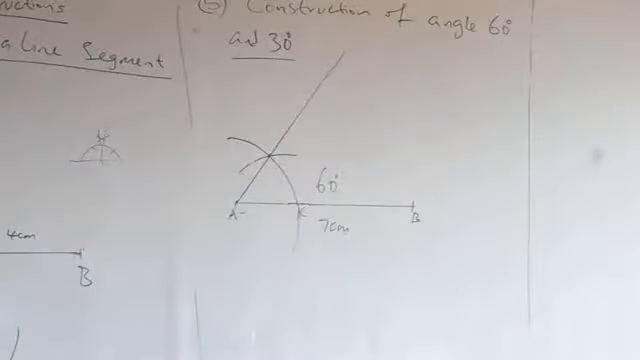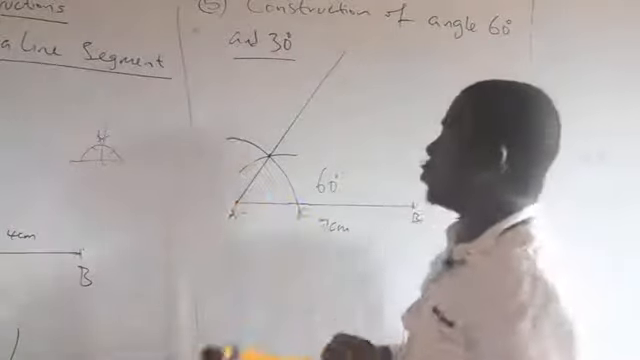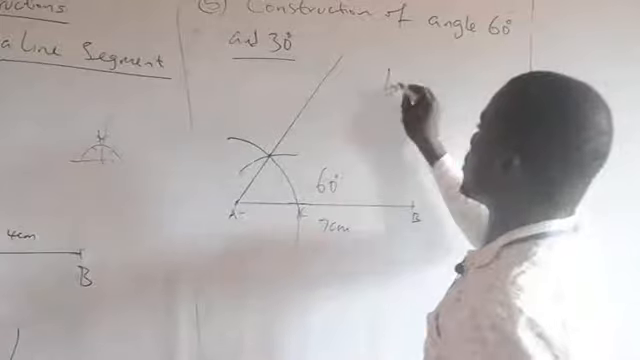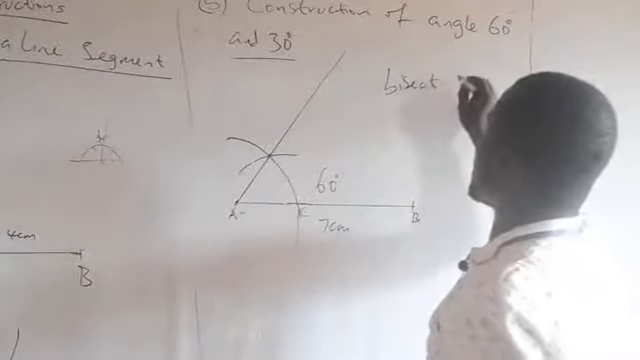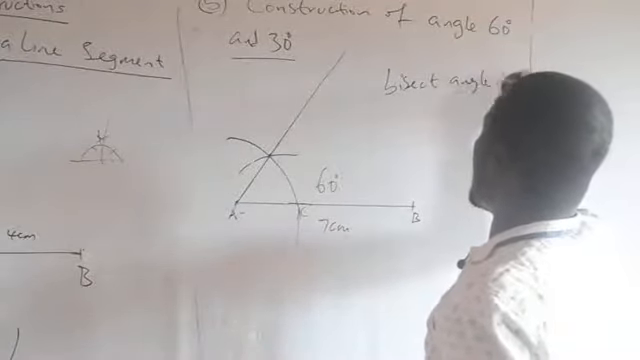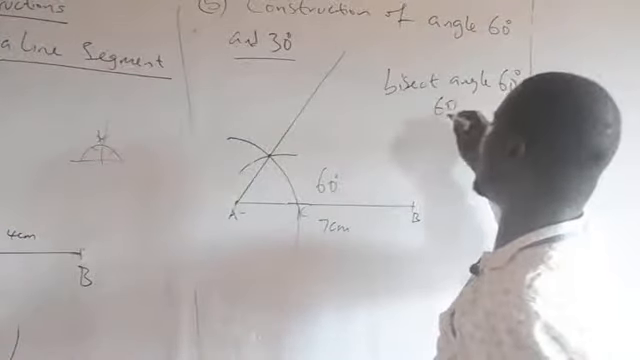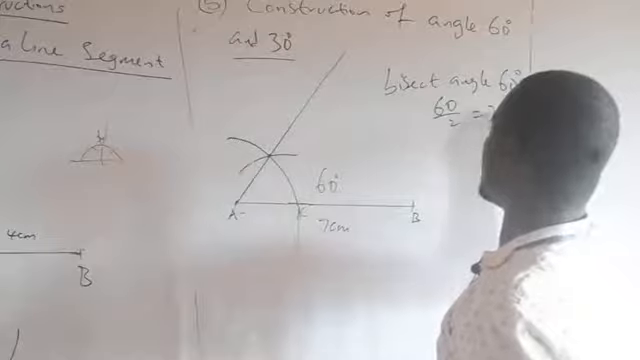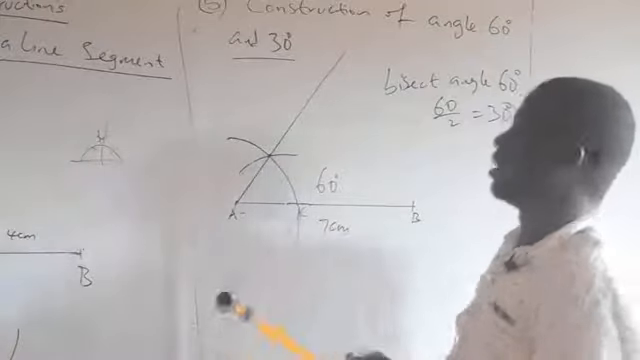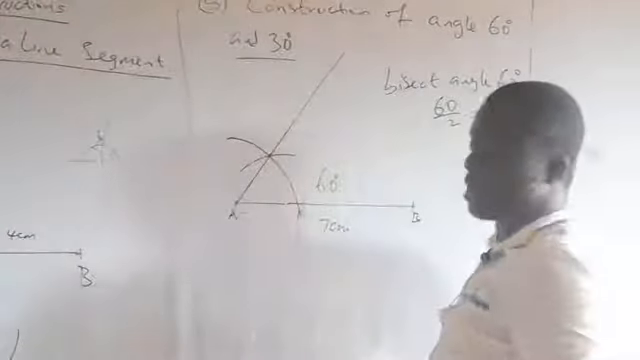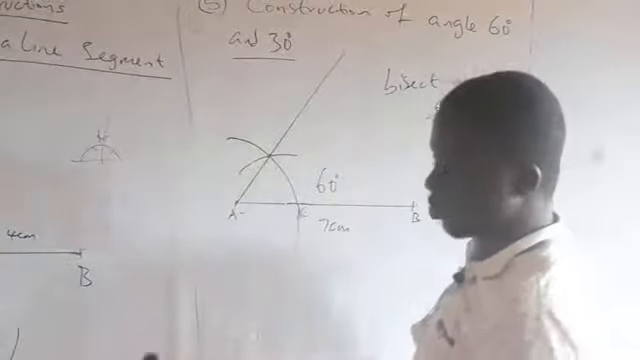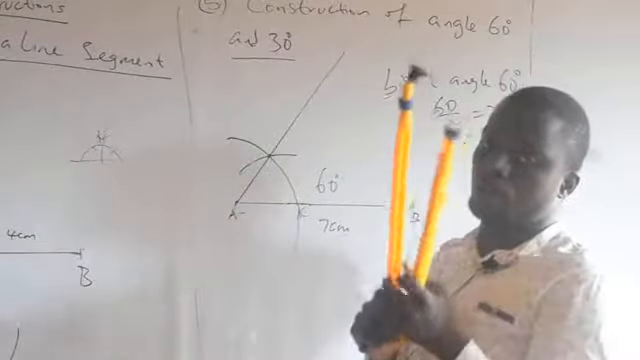Now watch. How do we want to bisect 60? We want to bisect the angle of 60 degrees to get what? 30. That means 60 divided by 2 will give us what? 30 degrees. How do we bisect the angle? This angle that you have drawn, look at what we do. You open your pair of compasses.